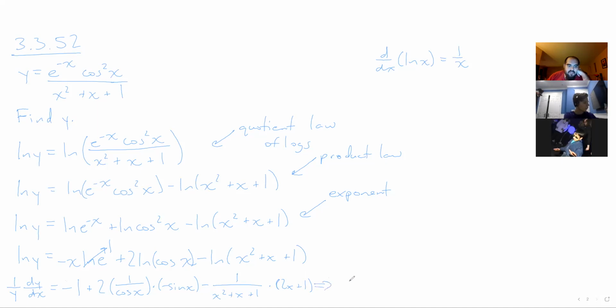From here, I get dy/dx by multiplying both sides by y. That gives me negative 1 minus 2 times tangent of x minus (2x plus 1) over (x squared plus x plus 1). And then I multiply this whole thing by y. And what was y? It was e to the negative x cosine squared of x over x squared plus x plus 1.